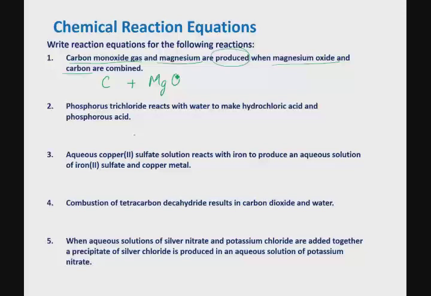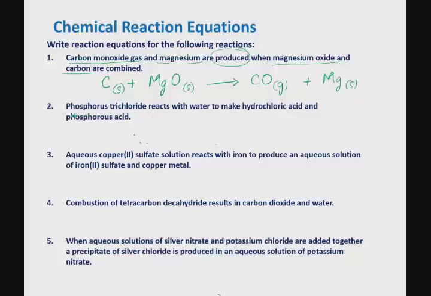Do we know the physical states of carbon and magnesium oxide? Well, you kind of do, because if you remember, carbon in the periodic table can exist as a solid under normal conditions. It's stable. Magnesium oxide, of course, is an ionic compound, so solid. And these react together to make carbon monoxide gas and magnesium. And magnesium, of course, in its stable form is also a solid.